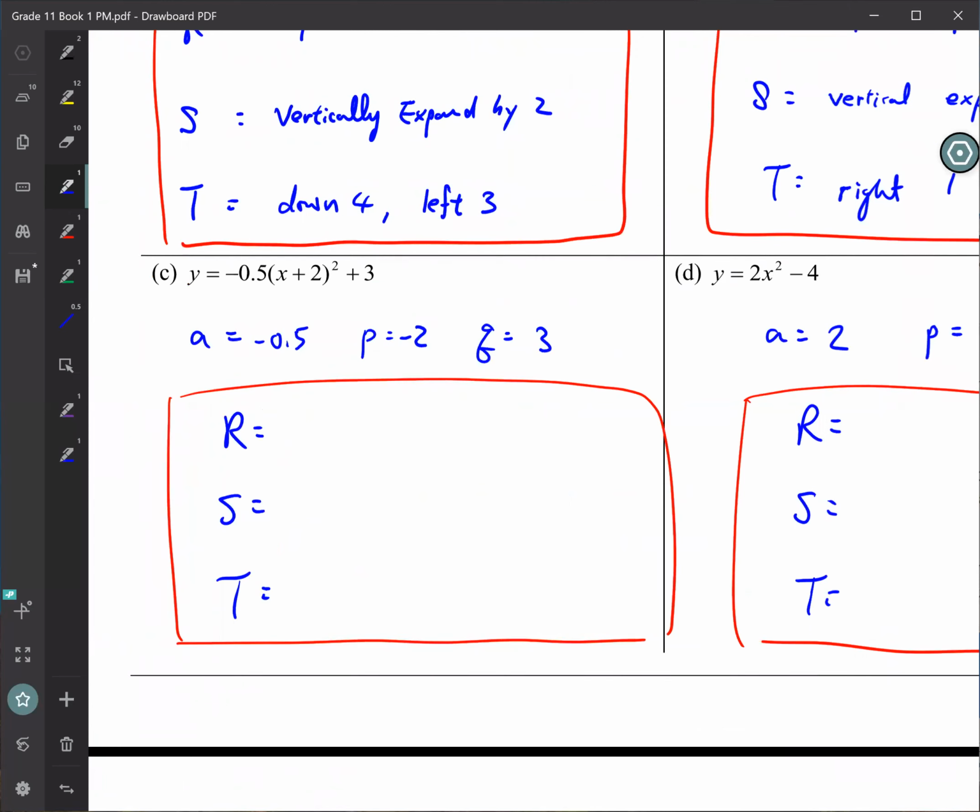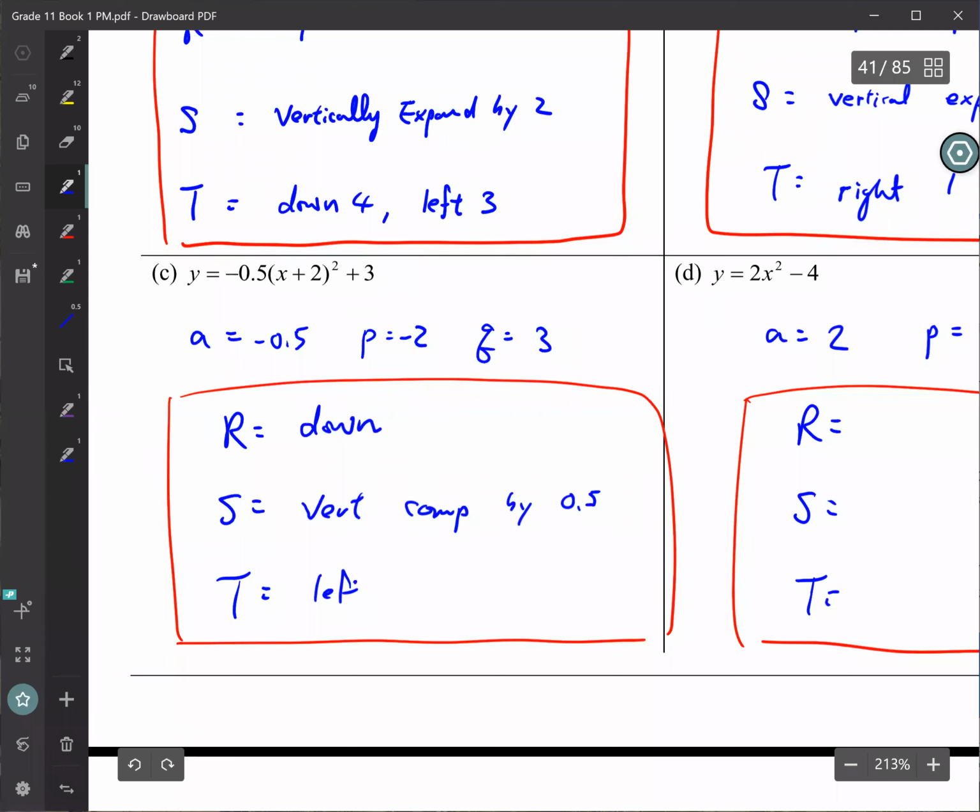Harry, Marcus, are you guys done? Colin, what's your RST for C? It opens down, vertically compressed by 0.5, shifts left by 2, and it goes up by 3. Okay, perfect.